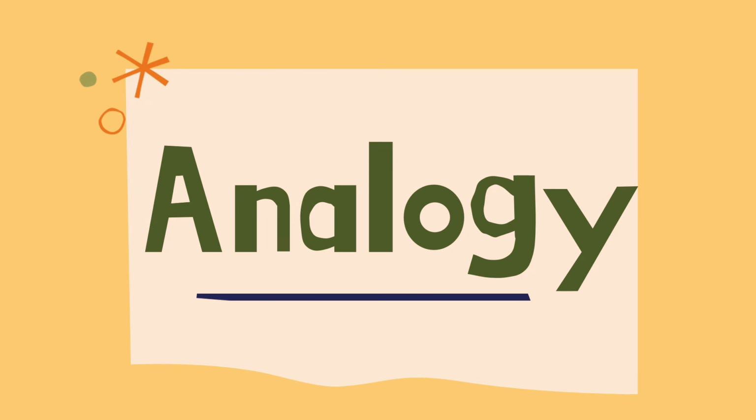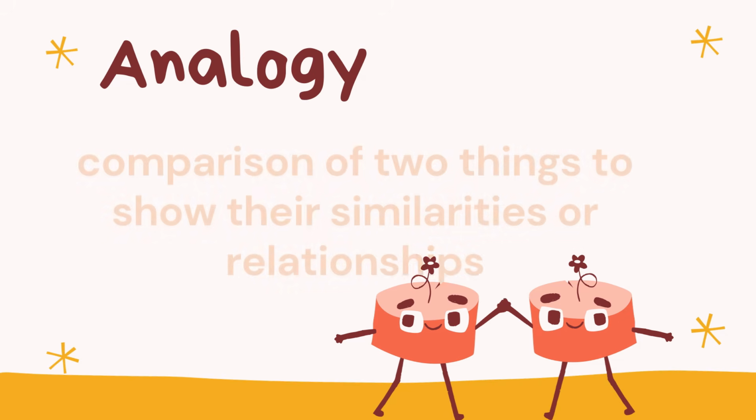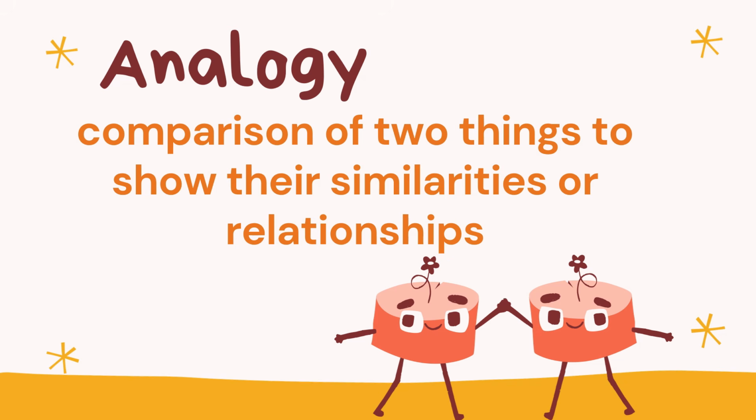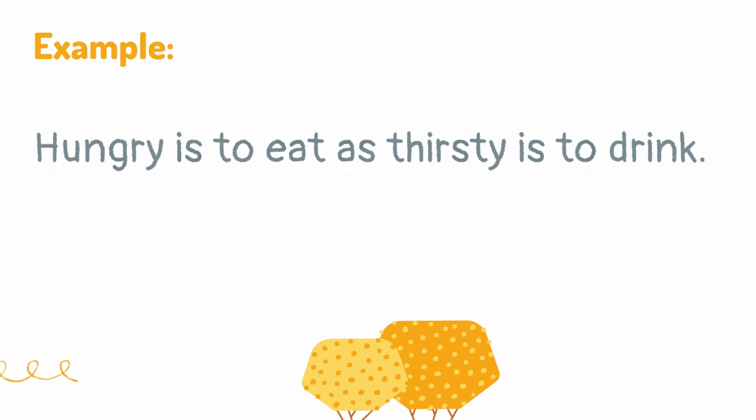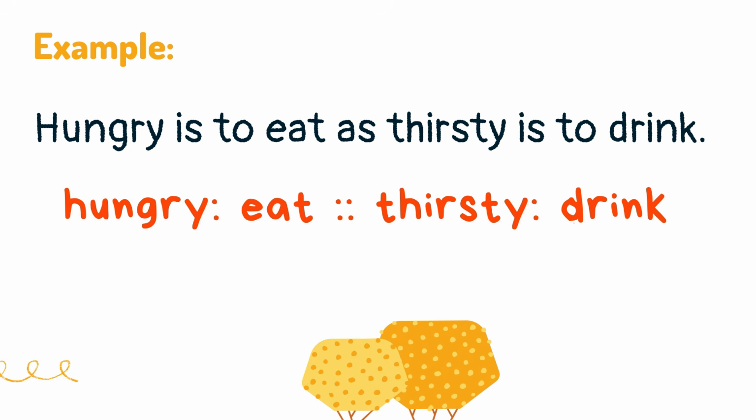Our first lesson is analogy. Analogy is a comparison of two things to show their similarities or relationships. Example: hungry is to eat, as thirsty is to drink. Another way of writing an analogy is like this. We separate the sets of words with a colon.